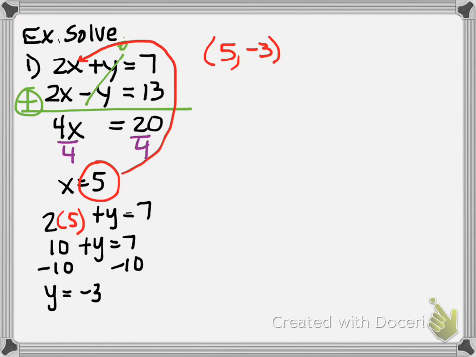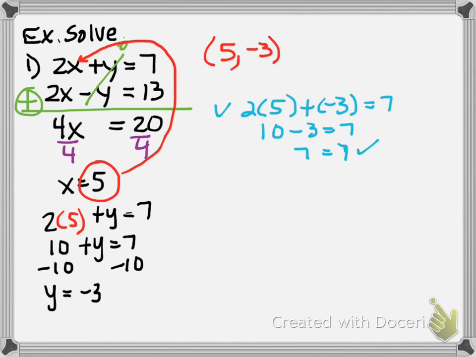So what I'm going to do is check. Is 2 times 5 plus negative 3 equal to 7? Is 10 take away 3 equal to 7? And it is. So what that says is it satisfies the first equation.